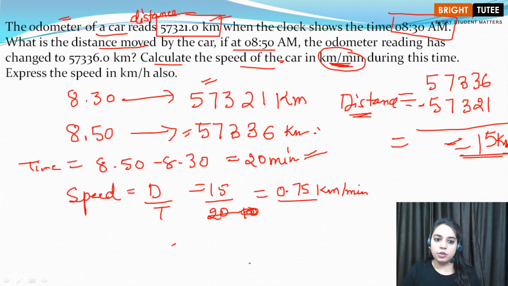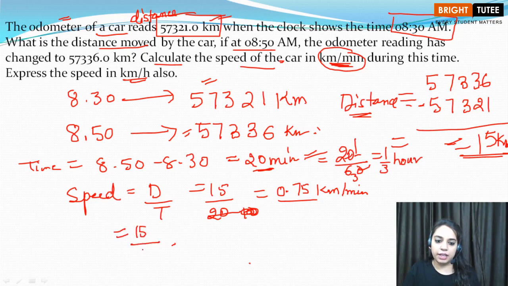Okay, now children, you have to express this speed in kilometers per hour also. So what you are going to do is convert this time from minutes to hours. And how can you do it? You will just divide this 20 by 60. So the time is 1/3 of an hour. Now the speed will be 15 divided by 1/3, and the 3 will come over here. So the answer will be 45 kilometers per hour. Okay children, so this will be the answer to this question.